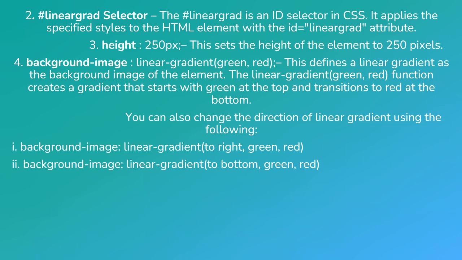4. Background-image: linear-gradient(green, red). This defines a linear gradient as the background image of the element. The linear-gradient(green, red) function creates a gradient that starts with green at the top and transitions to red at the bottom. You can also change the direction of the linear gradient using the following: 1. background-image: linear-gradient(to right, green, red). 2. background-image: linear-gradient(to bottom, green, red).